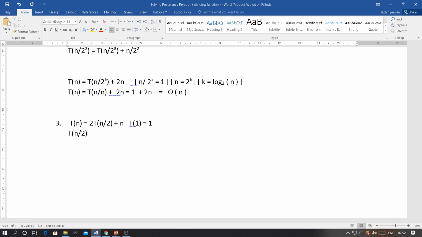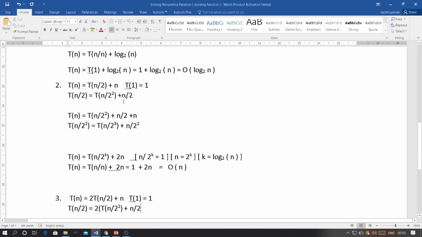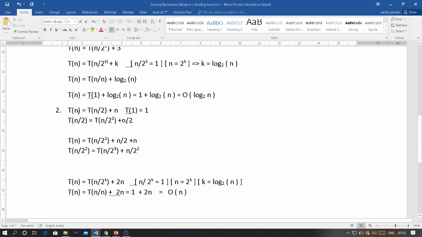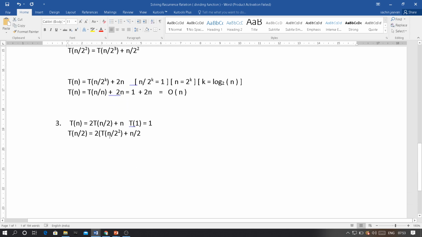If we expand T(n/2), this is equal to 2 multiplied by T(n/2²) plus n/2, because as in the previous equations we have seen that this is n, this is n/2, then again we have to go with n/2. So this is a similar way of writing. If this is n, here this term is also n. If the parameter is n/2, then this last term is also taken as n/2.